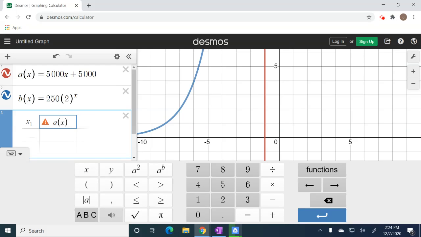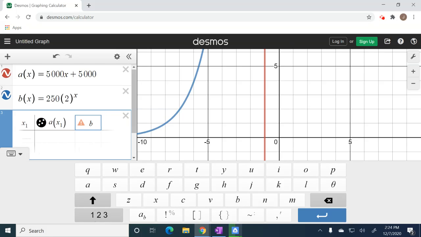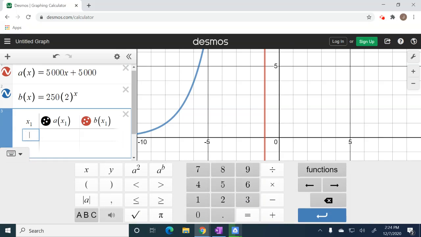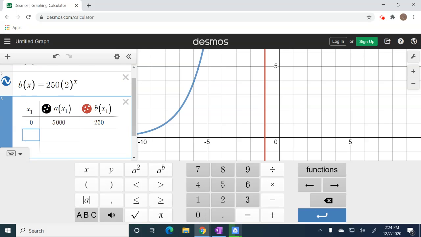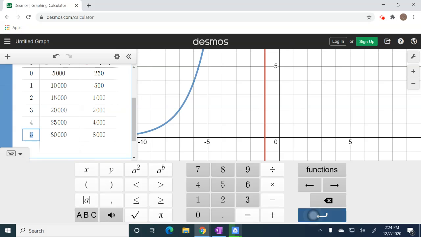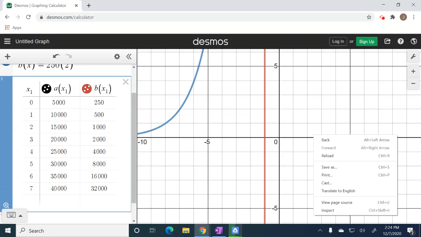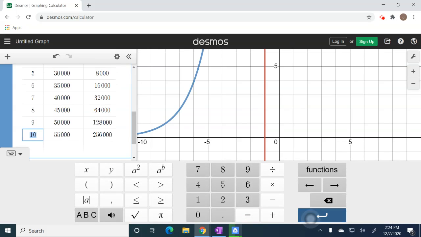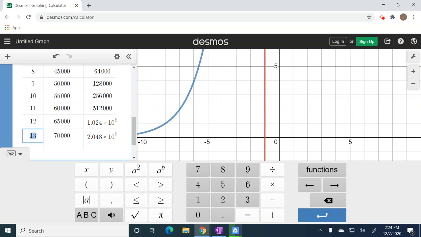Sorry, I gotta put a 1 there. And I want this column to be b of x. B of x. I have a 1. Sorry, I'm just getting my table set up. So there we go. So now, month 0, it's going to tell me. Month 1, I should just be able to keep hitting enter right now, and it'll continue to generate this table for me. So I'm just going to keep hitting enter to keep generating this table.